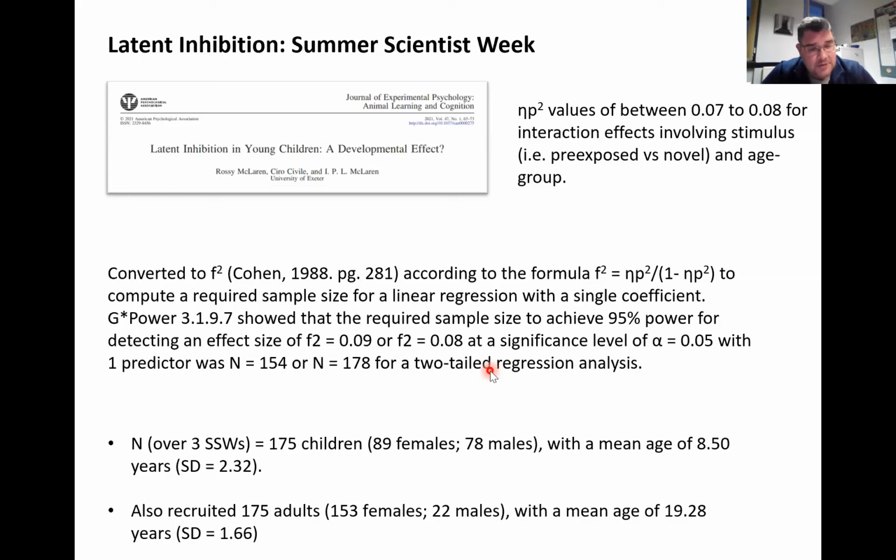So over 3 years of Summer Scientist Weeks, we managed to recruit 175 children, just under 90 females, just under 80 males, who had a mean age of 8.5. Just because we were gluttons for punishment, we also recruited 175 adults as a sort of comparison group, just to contextualize performance in the children. As you can imagine, these were psychology undergraduates, hence this skewed ratio of sex, and relatively young age. We have been running latent inhibition studies more recently using Prolific, where you can say, I'd like a matched sample and also a nice broad age range, and our effects are reproducible in a much more representative sample.